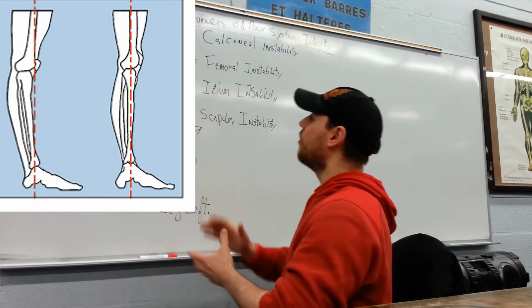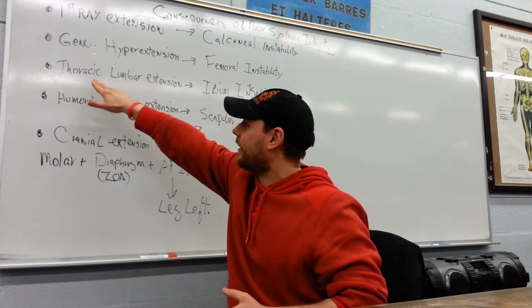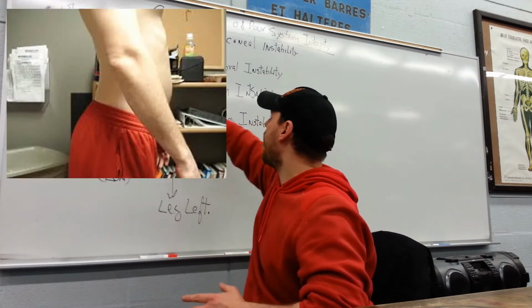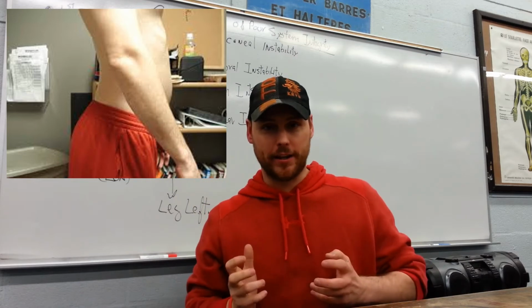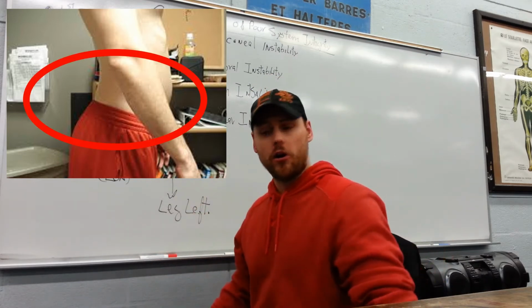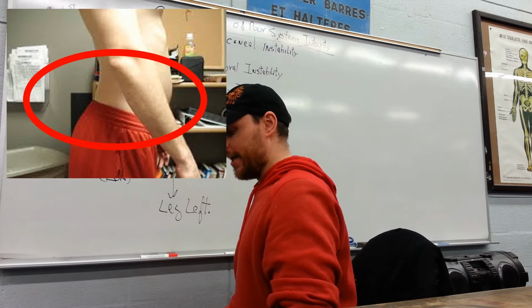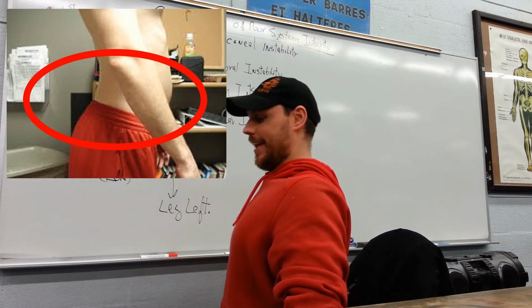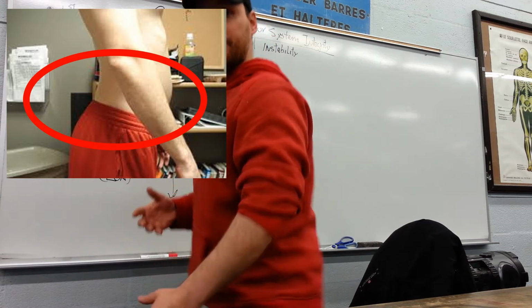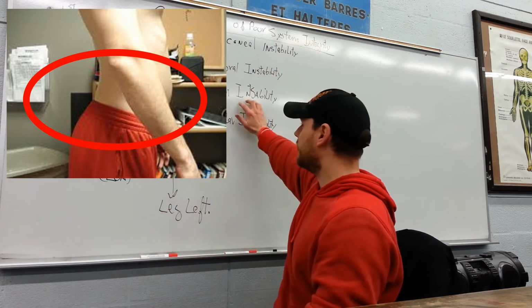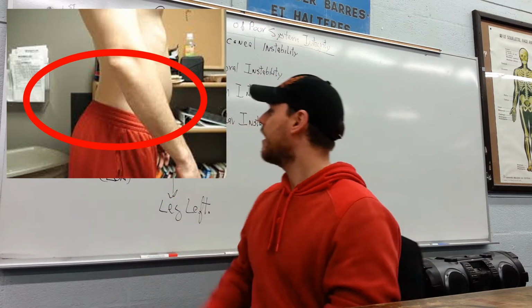Okay? Now, the next is the thoracic or thoracolumbar extension, which represents ilium instability. When we look at that, we're looking at basically an increased extension in the upper body or lower body. That's always ilium instability.